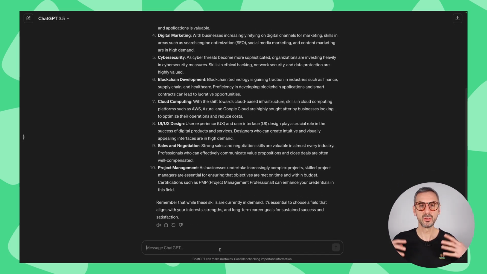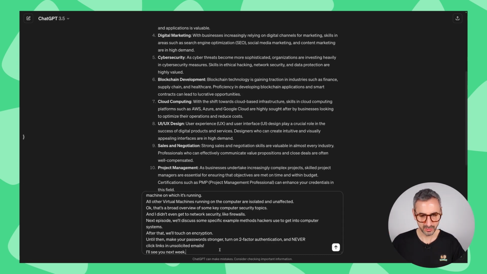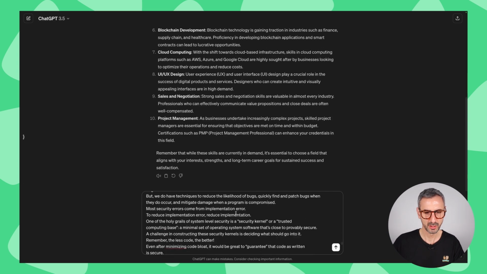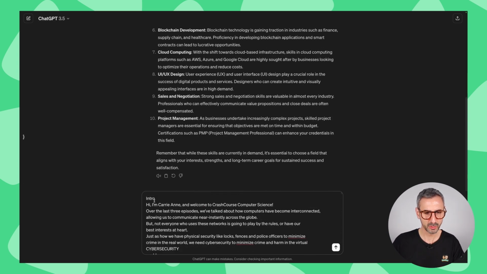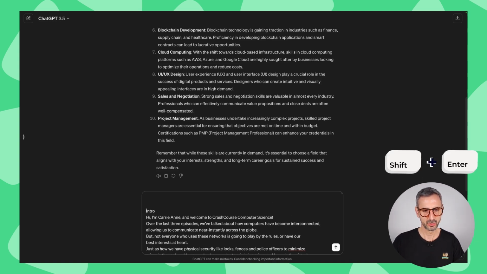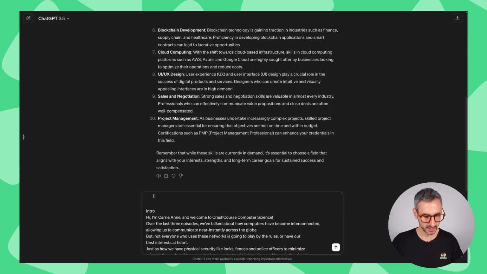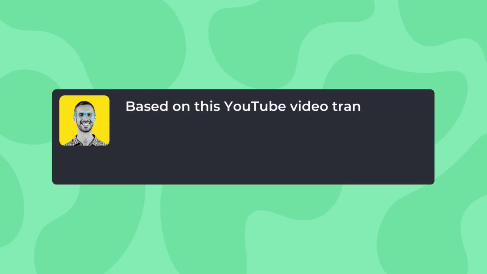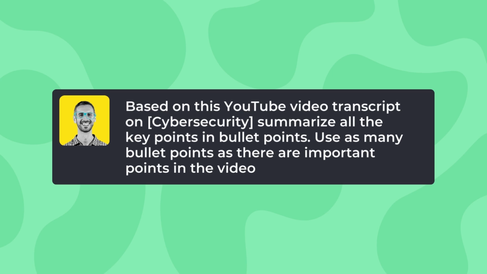And I'm going to be using this transcript. I'm going to be pasting the entire transcript right here in the box and come back to the beginning. Click in the beginning of the first word, hold my shift key, enter 2 times, and I'm going to be using this prompt right here. Based on this YouTube video transcript on cybersecurity, summarize all the key points in bullet points. Use as many bullet points as there are important points in the video.